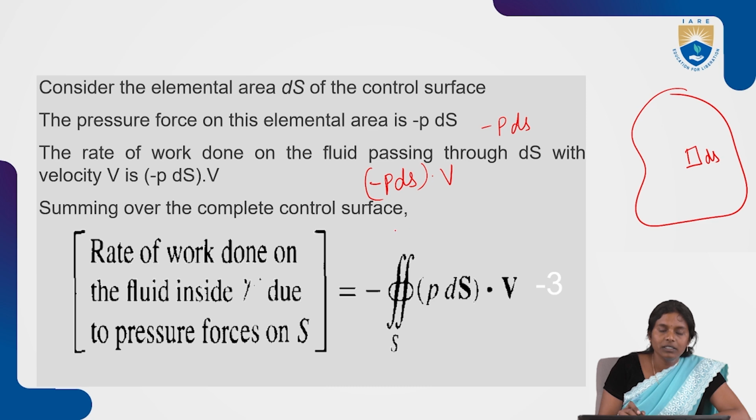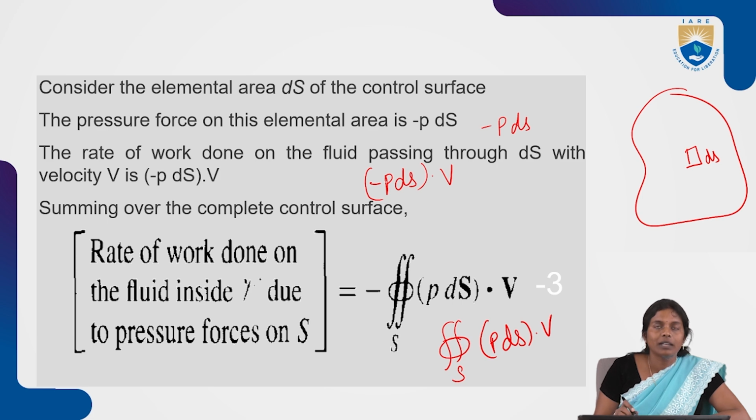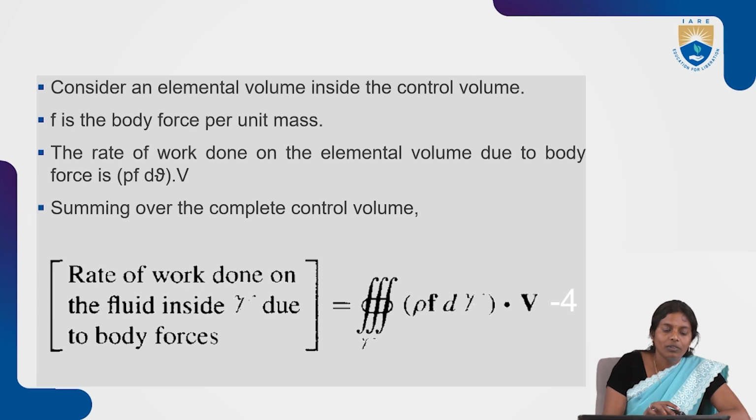If we take the overall control surface, since this is happening on the control surface, we will have the control surface integral of p V dot dS. Since the pressure acts on the body, the negative sign comes in. That is the sign convention, right?